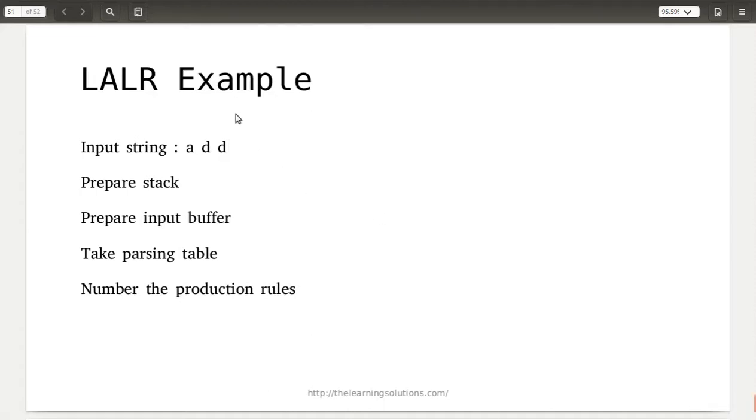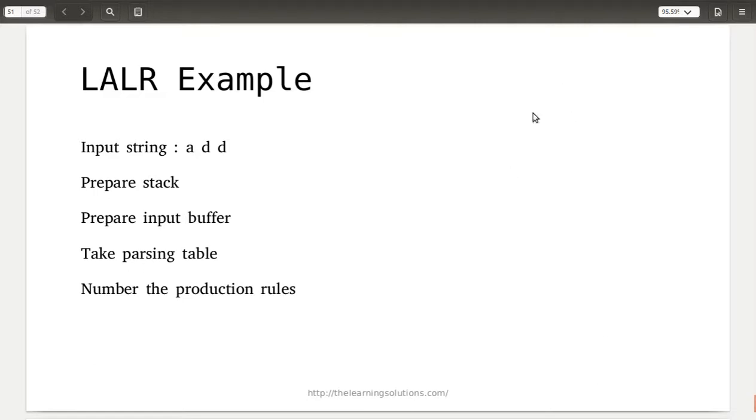The input string given to you is ADD. So the steps are similar to the previous types of parsing examples, where you prepare a stack. Top of stack will be the 0, that is the first state. Then prepare the input buffer. So put this string into the input buffer, that is ADD, and end with the dollar.